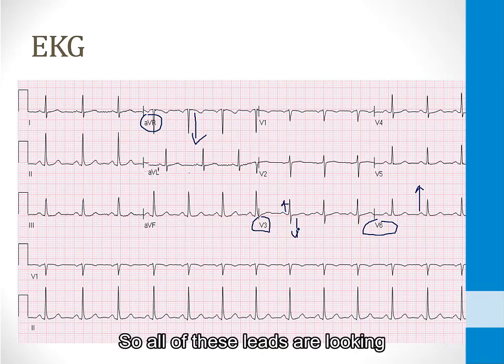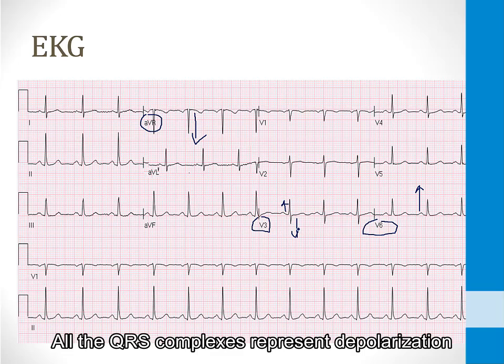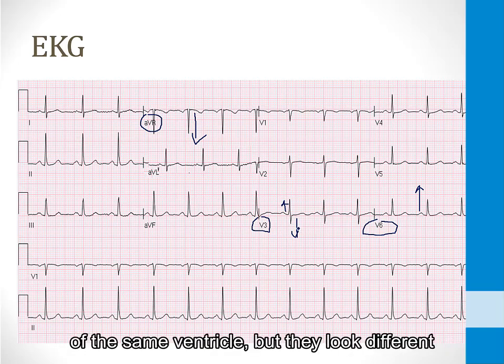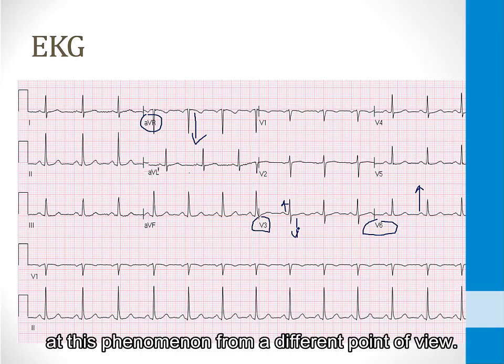So all of these leads are looking at the same electrical phenomena. All the QRS complexes represent depolarization of the same ventricle, but they look different because each lead is looking at this phenomena from a different point of view.